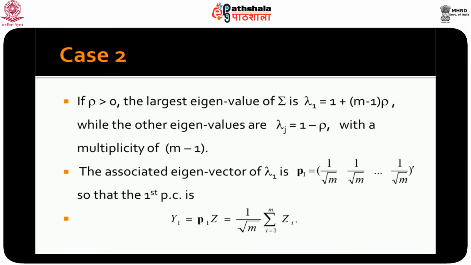Now, if you calculate the eigenvector corresponding to lambda 1, you would find that P1 turns out to be 1 by root m, 1 by root m, and so on, 1 by root m. So the first principal component would come out to be y1, which is equal to P1 prime z, which is 1 by root m times the summation over i equal to 1 to m of zi. In this case, you can see that the first principal component is primarily the sum of the original standardized variables, divided by the square root of m.